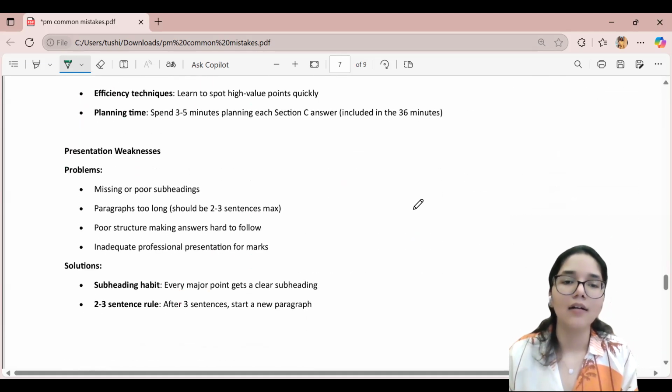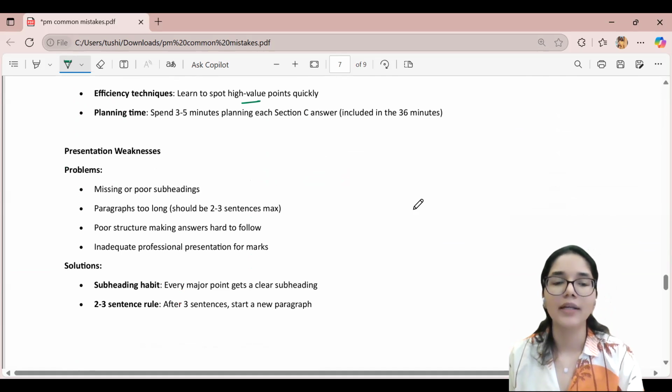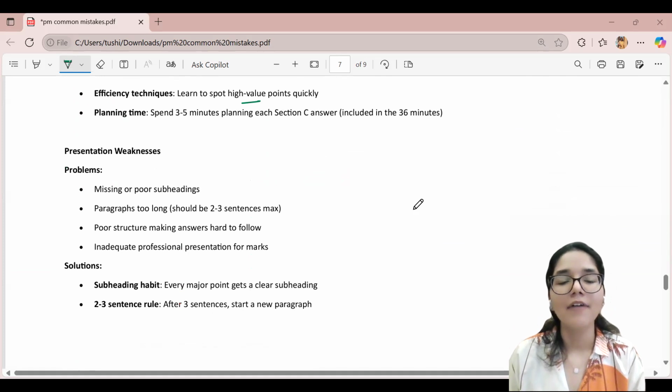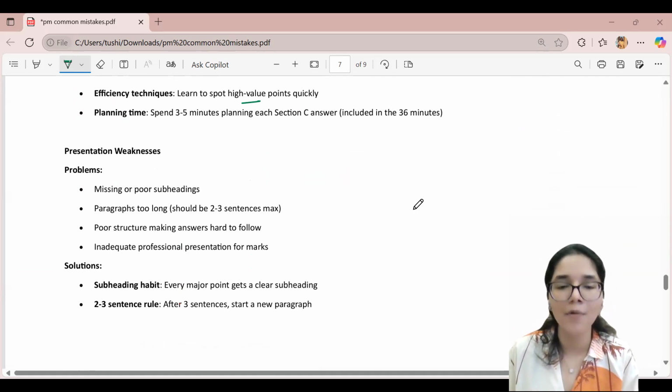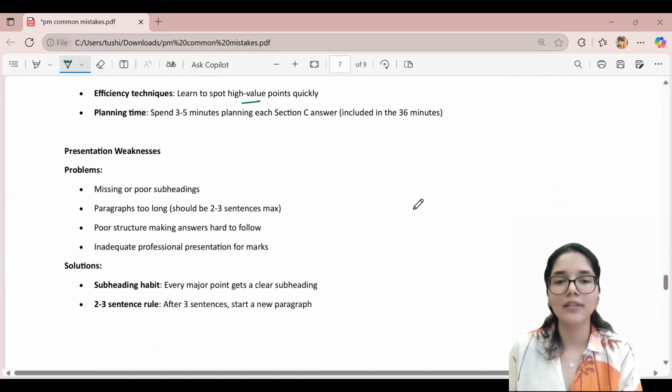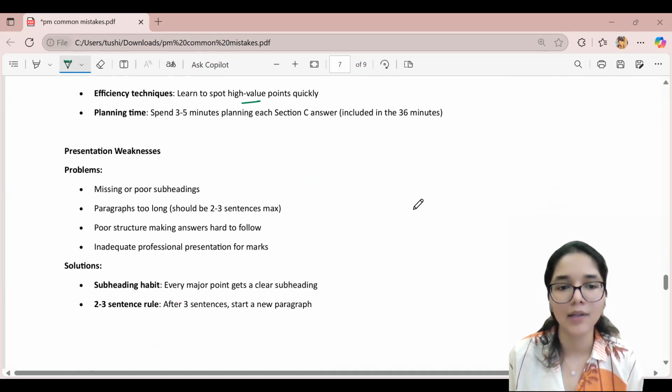Efficiency techniques: learn to spot high value points quickly. In yesterday's practice session, some of you were there, I was telling you how to identify those areas which you can answer quickly. Suppose you're in a scenario in the exam where you're running out of time and you think you might not be able to complete the entire paper.